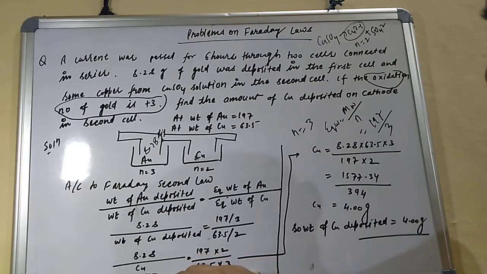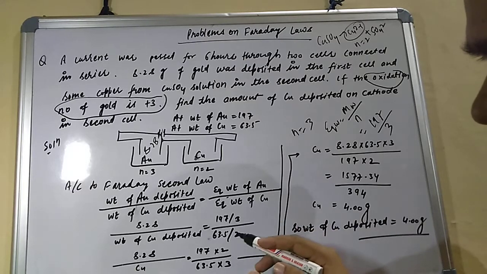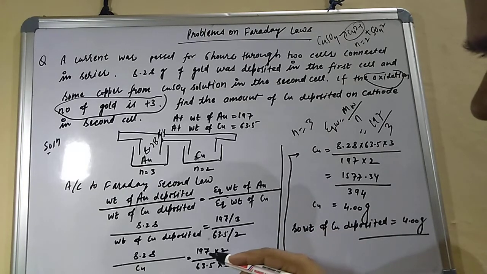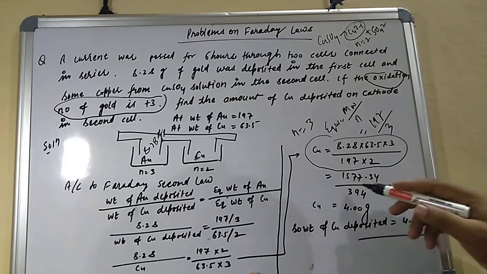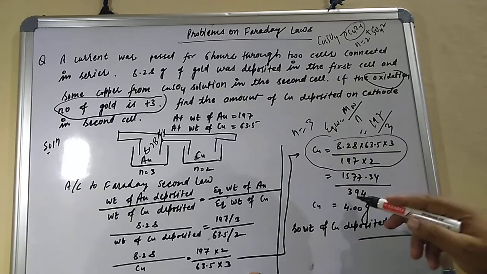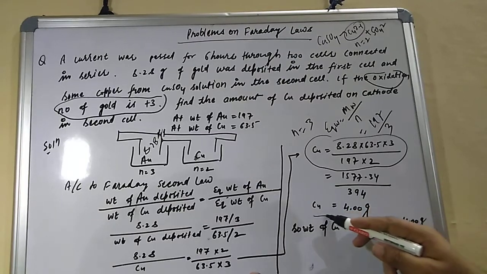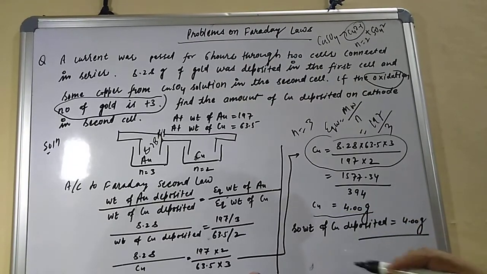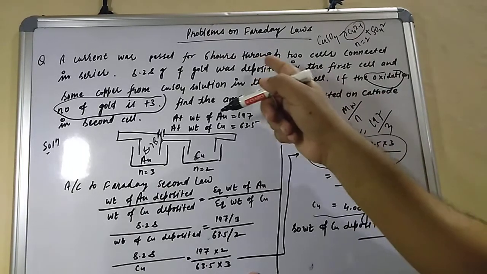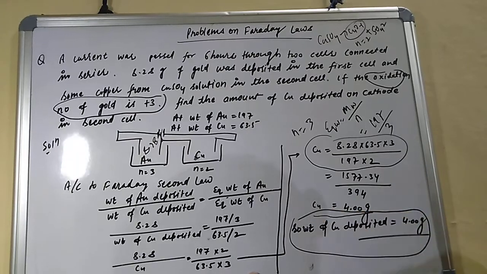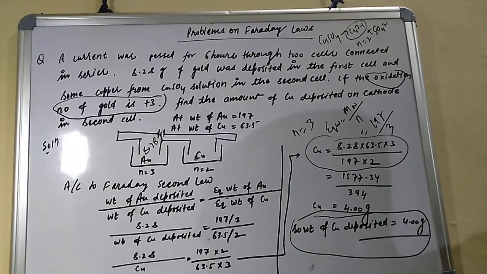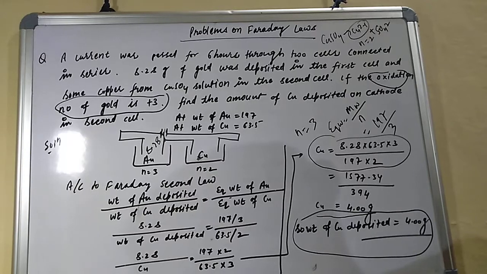Now 8.28 gram over the weight of copper equals 197 upon 3 divided by 63.5 upon 2. Rearranging this, 2 will go up and 3 will come down. So it is 197 multiplied by 2, over 63.5 into 3. After rearranging, you get 1577.34 upon 394, and after calculation you get 4 gram of copper. So if you pass electricity for 6 hours, 4 gram of copper will be deposited, and for the gold they have already given the amount.